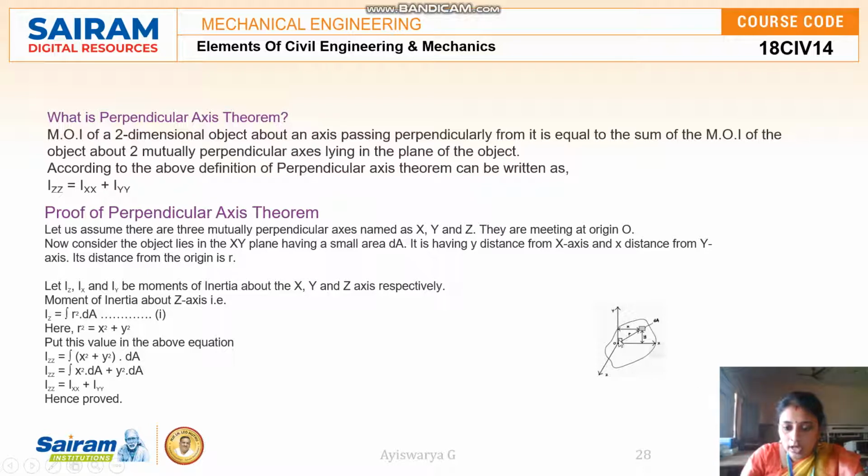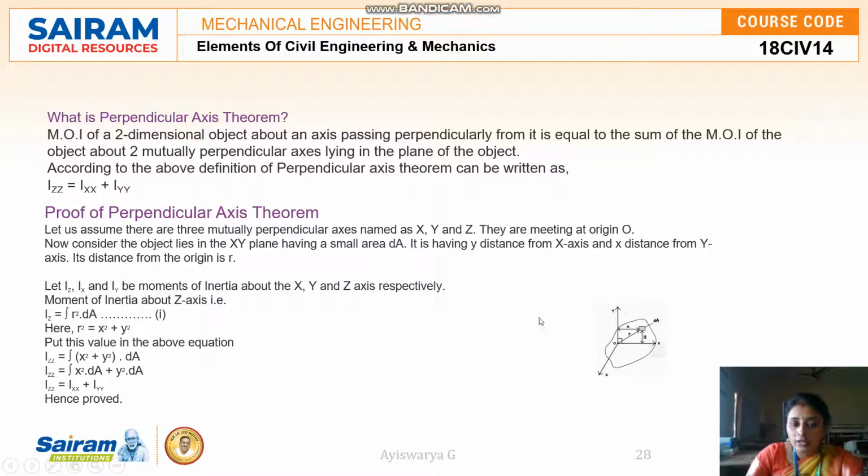As I told you, r square is equal to x square plus y square, with respect to the three-dimensional axes: one axis is x, one is y, one is z. Assume a small elementary strip dA. In the perpendicular axis theorem, you have to prove that the moment of inertia about the perpendicular axis is equal to the sum of those about two mutually perpendicular axes lying in the plane of the object. That is Izz is equal to Ixx plus Iyy. We shall see the proof of the perpendicular axis theorem.